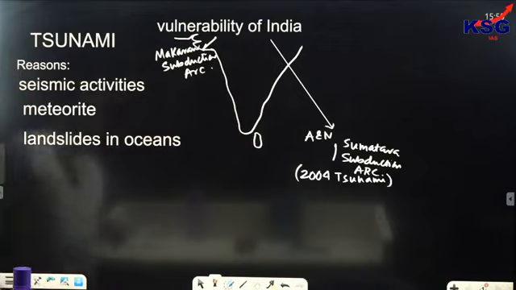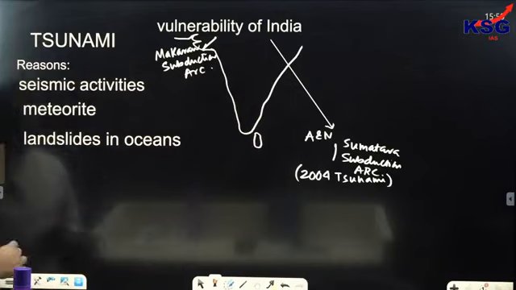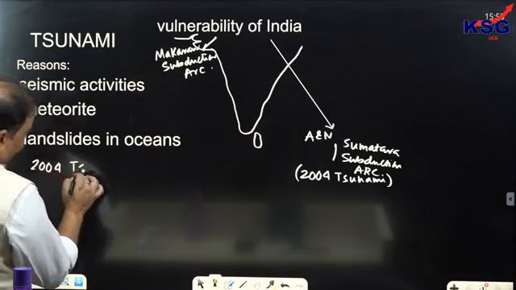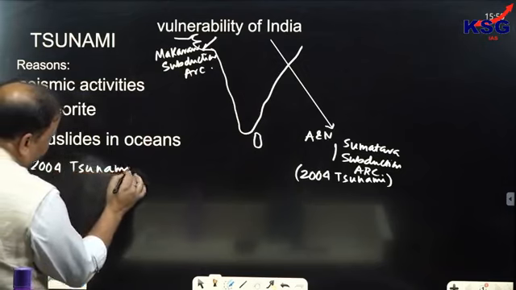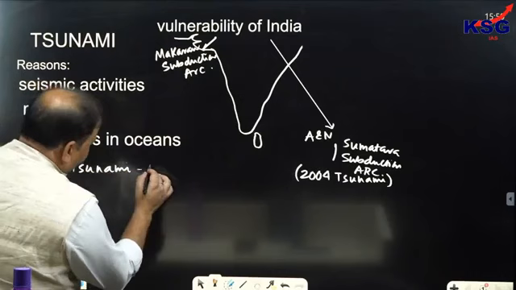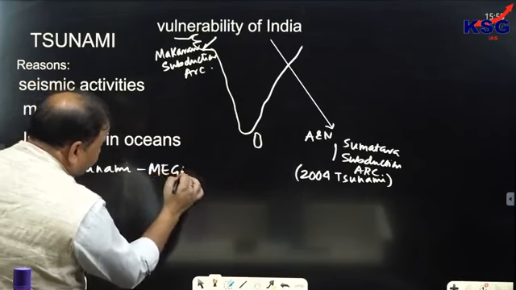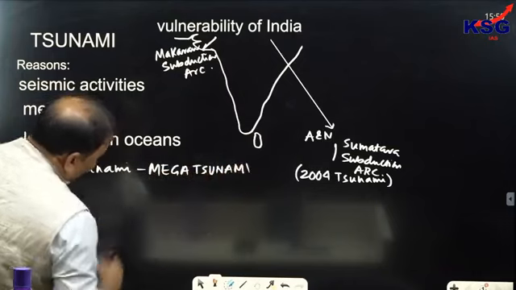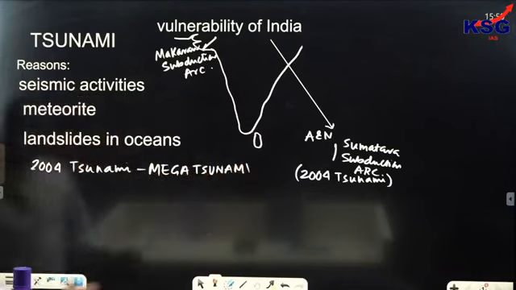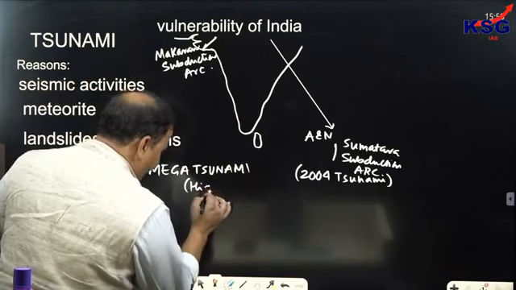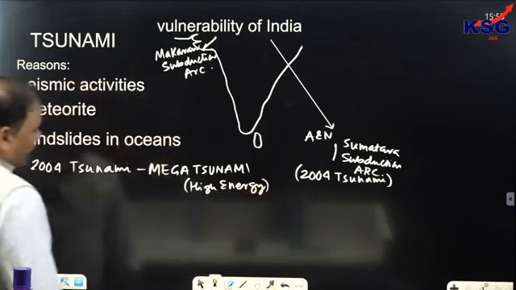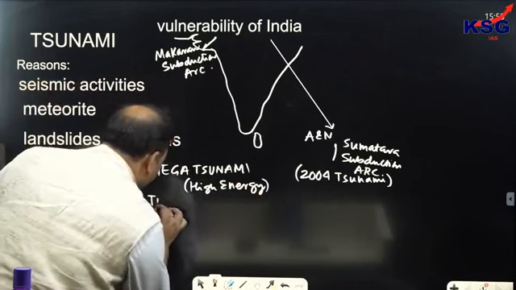Now the 2004 tsunami is considered to be what? This tsunami is referred to as a mega tsunami because of the high amount of energy that it generated. It is also called a tele tsunami.